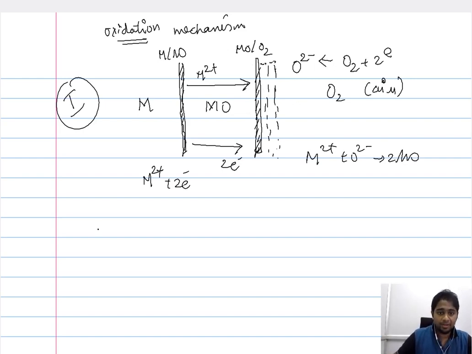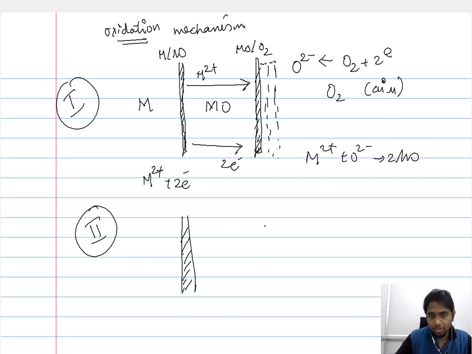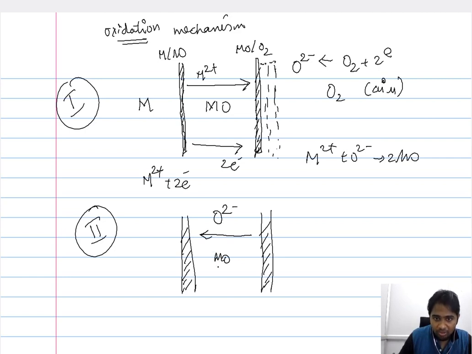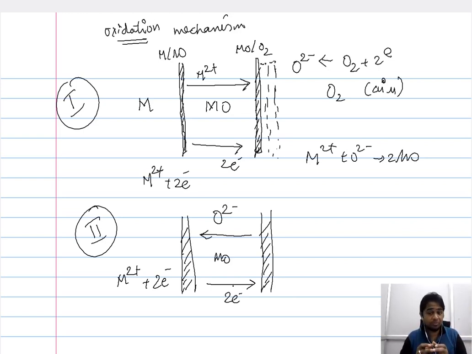Now there is another mechanism for the oxidation. So in this mechanism, it is fairly easy for you to postulate what could be the other mechanism. Instead of M2 plus, the metal ion, propagating through the MO, you have the oxygen 2 minus propagating through the metal oxide layer. So what you essentially have is the formation of M2 plus and 2e minus. This 2e minus propagates across the MO, and since the propagation of 2e minus is rather faster, it will not be deemed as the propagation that characterizes the mechanism.